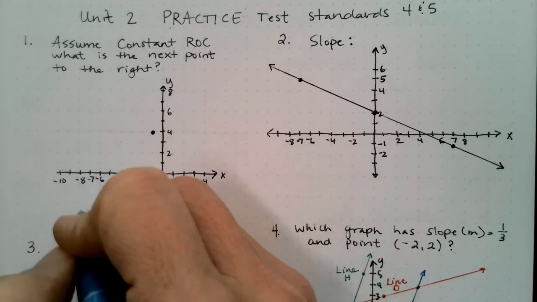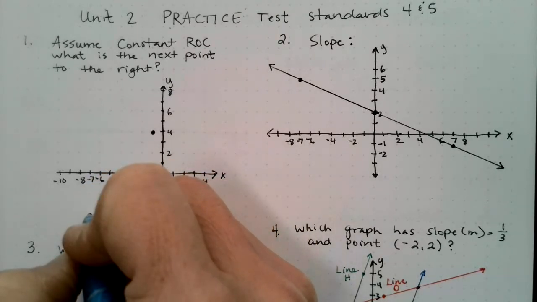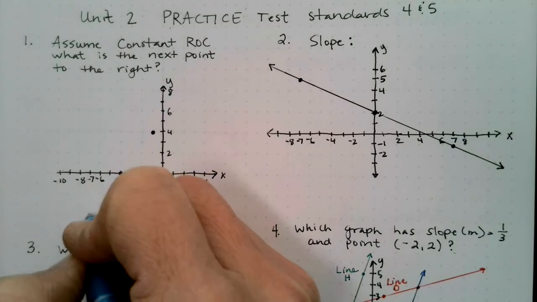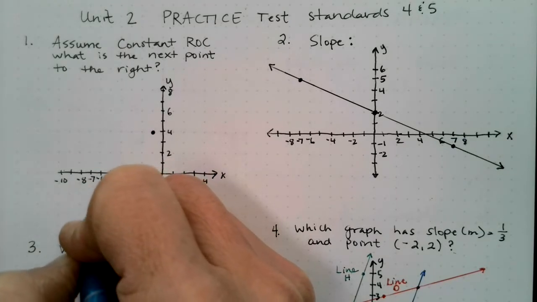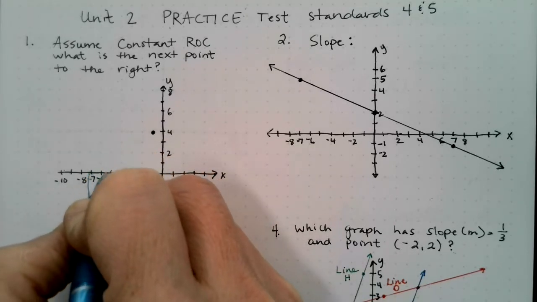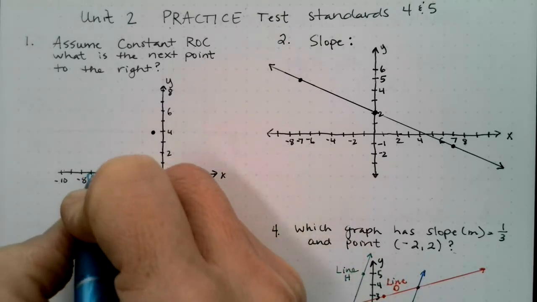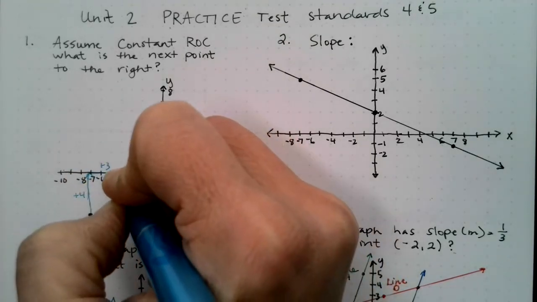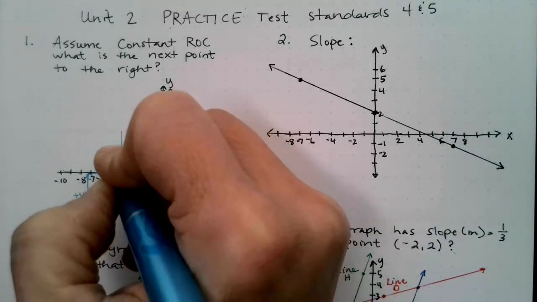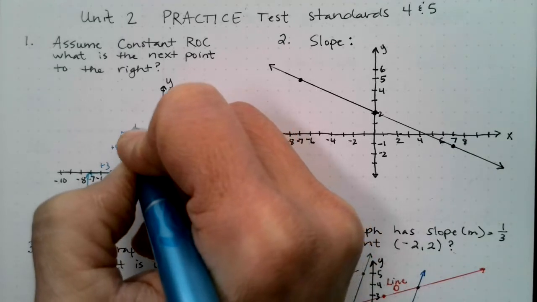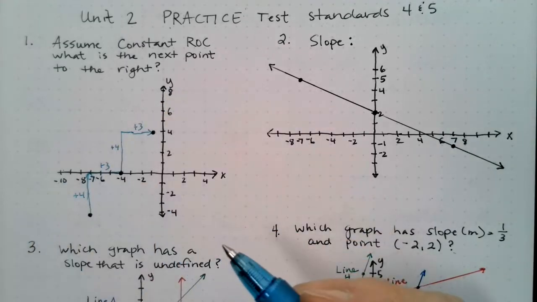So on something like this, I would count up and over, and I hope you can see the little dots here, but you can follow along on the actual practice test where there are grids. If I go up 1, 2, 3, 4, and then over 1, 2, 3, so up 4 and to the right 3. If I go up 1, 2, 3, 4 here and over 1, 2, 3, you can see that there is a constant rate of change here.